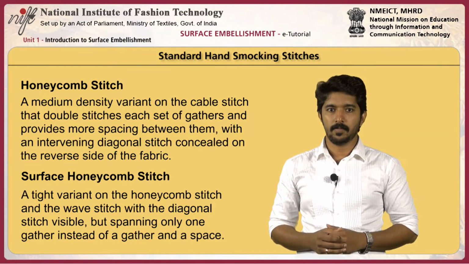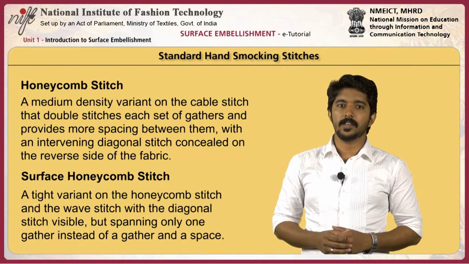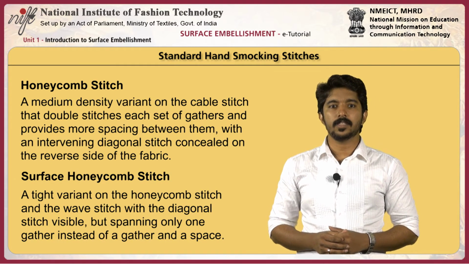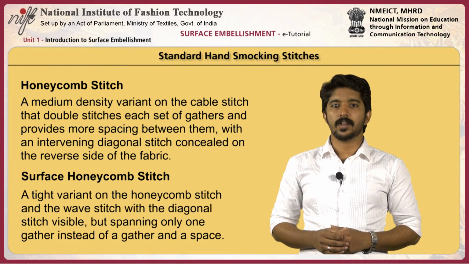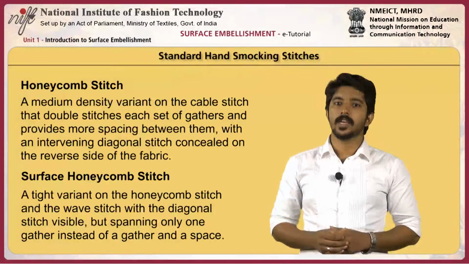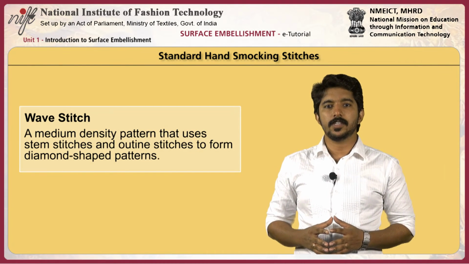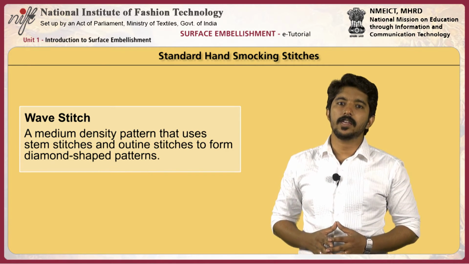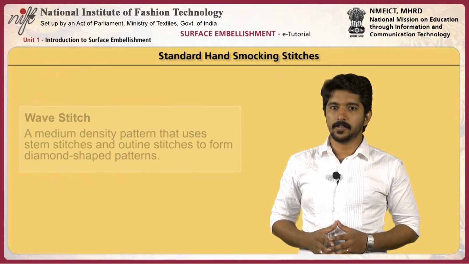Surface honeycomb stitch is a tight variant on the honeycomb stitch and the wave stitch with a diagonal stitch visible but spanning only one gather instead of a gather and a space. Trellis stitch. Trellis stitch is a medium density pattern that uses stem stitches and outline stitches to form diamond shaped patterns.